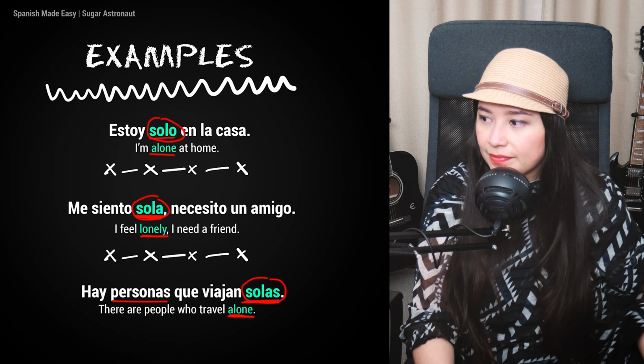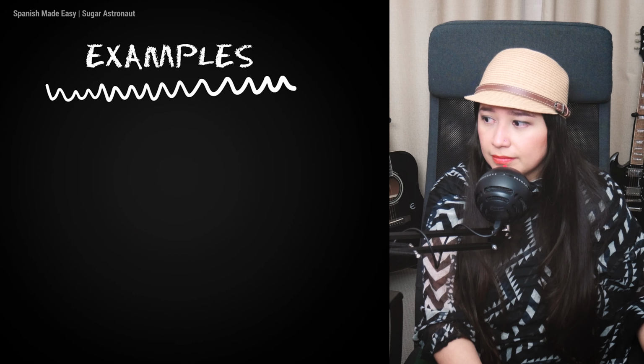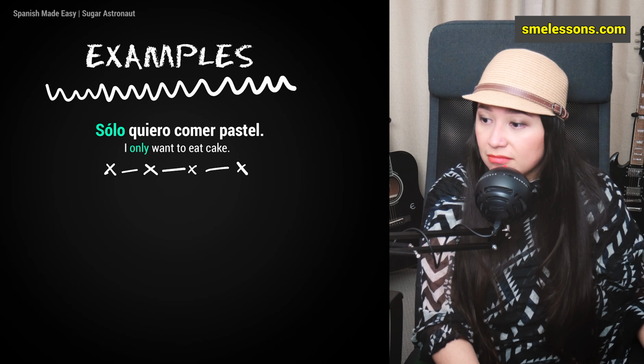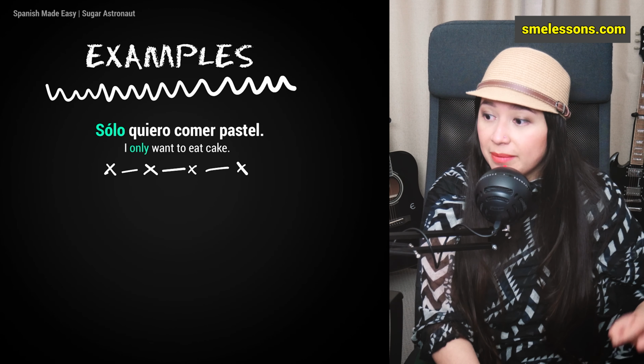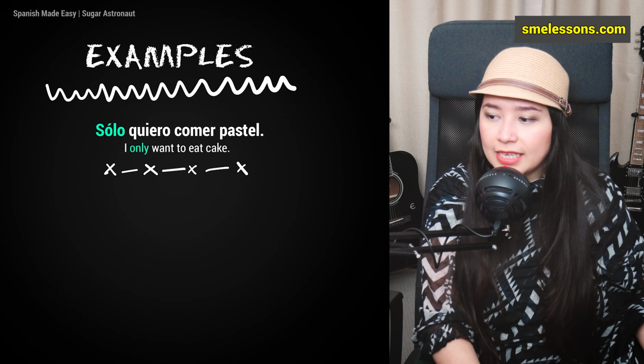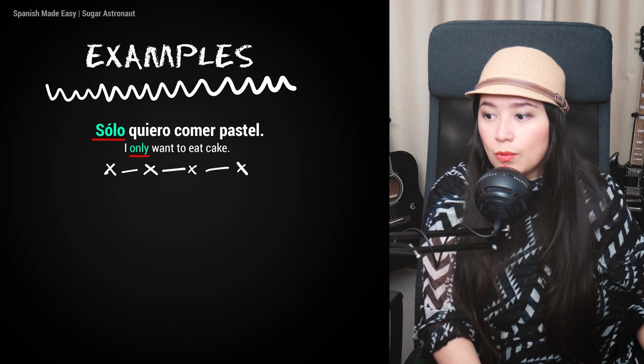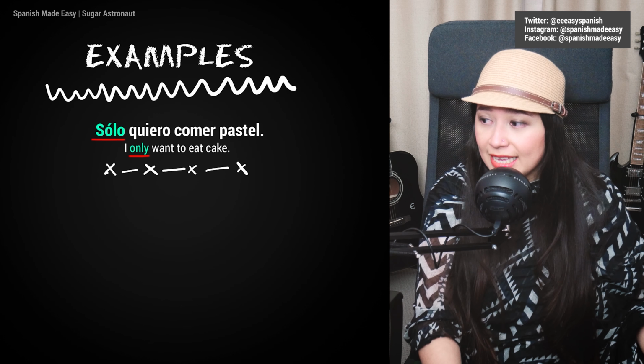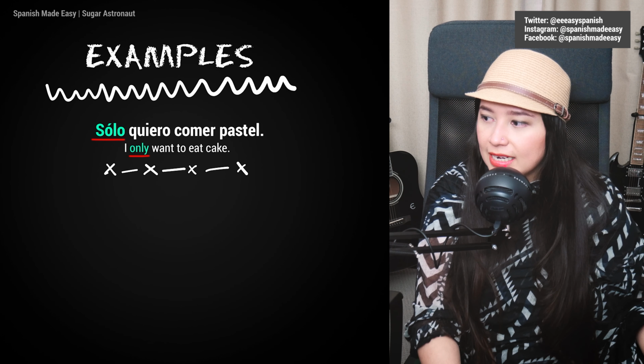Okay, now let's see a few examples using solo with an accent mark. Solo quiero comer pastel. This means I only want to eat cake. We have the accent mark right here, and that's why solo in this situation means only. Okay? Solo quiero comer pastel. I only want to eat cake. Okay, let's see the next example.